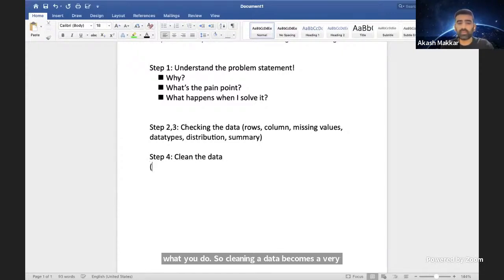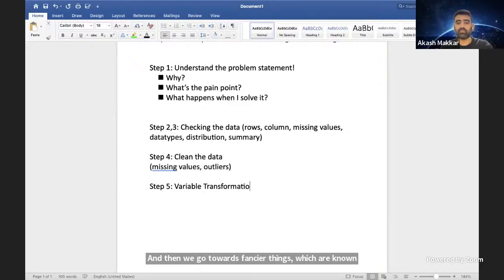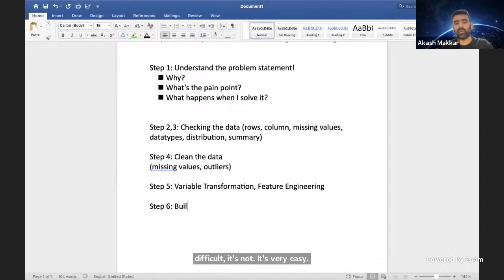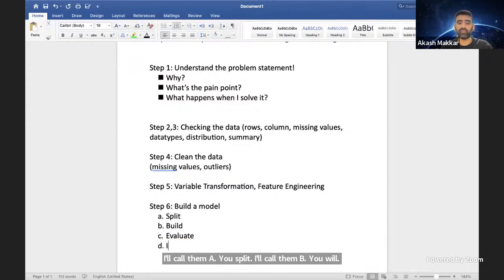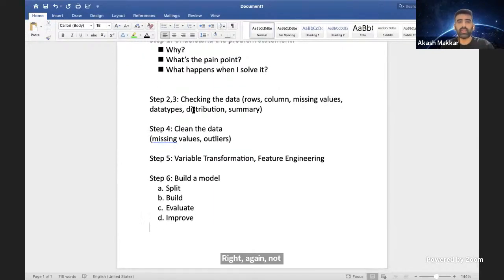In cleaning the data, we do multiple things. We handle missing values. We handle outliers, which are very popular, right? And then we go towards fancier things, known as variable transformations and feature engineering. This all sounds very difficult. It's not. It's very easy, and as you move forward in the course, you'll find it very easy. Step 6 is you build a model, and there are certain things you do when you build a model. I'll call them A, you split. B, you build. C, you evaluate, and then D, you improve. Again, I'm not breaking them down into further steps for simplicity's sake.